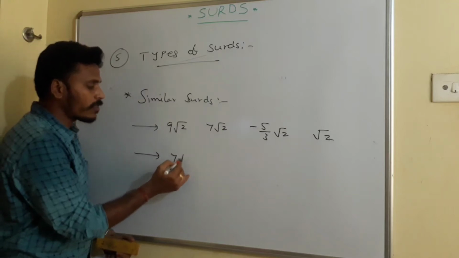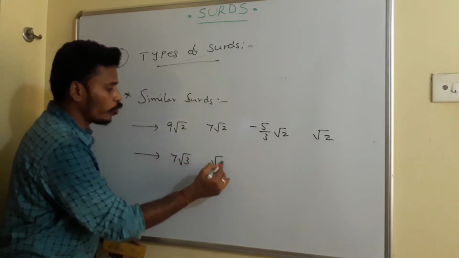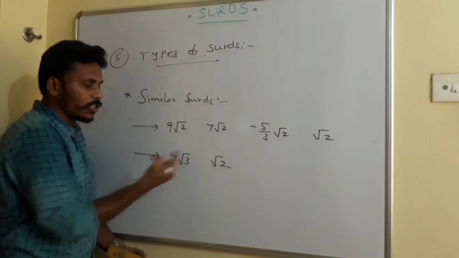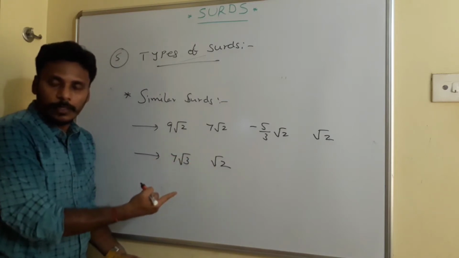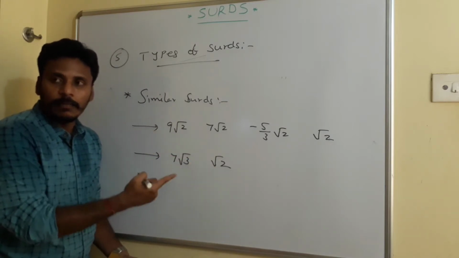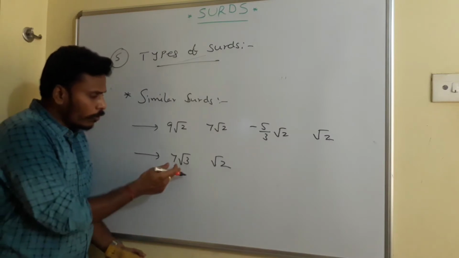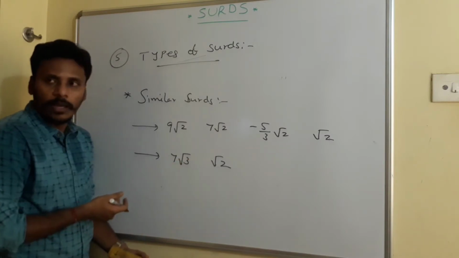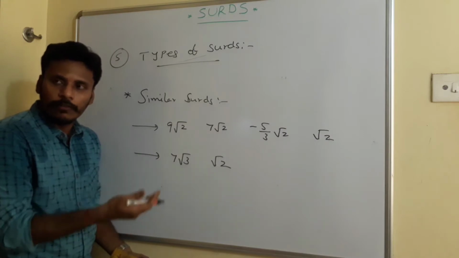For example, if you have 7 root 3 as well as root 2, this is 7 root 3 and that is root 2. So we don't mention these as similar surds, we call them dissimilar surds, right? Usually I am taking square roots here. You may take cube roots, fourth roots, anything.